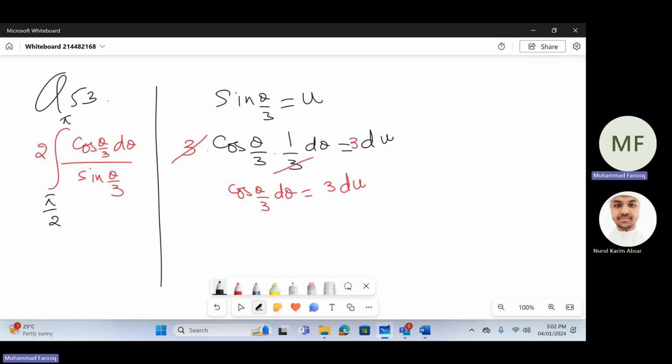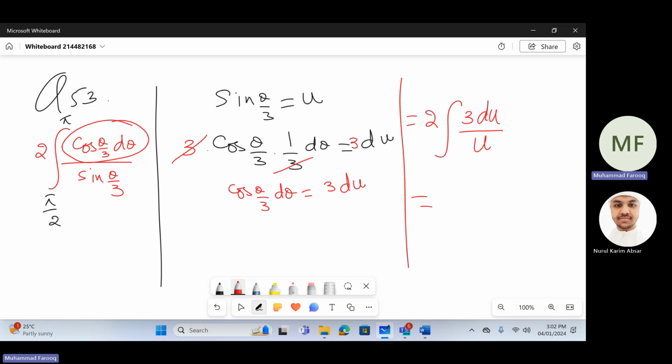Yes, okay. So I make a substitution. After substitution, you can see cosine theta by 3 d theta becomes 3 du. Very nice. So this value becomes 2 times the integral of 3 du divided by sine theta by 3, which is u. This 3 and 2 can combine, so 3 times 2 is 6. What is du by u? Ln absolute value of u.